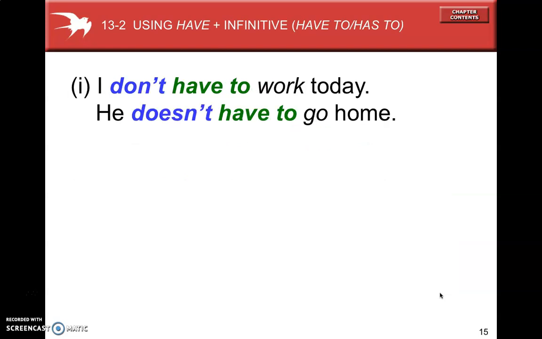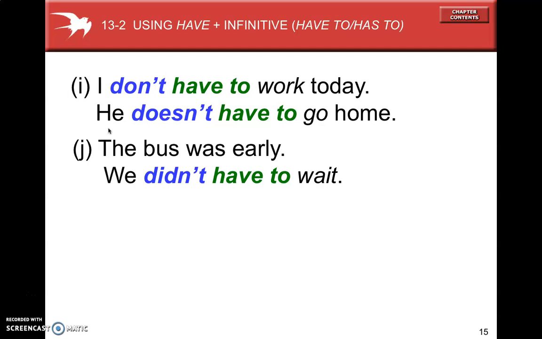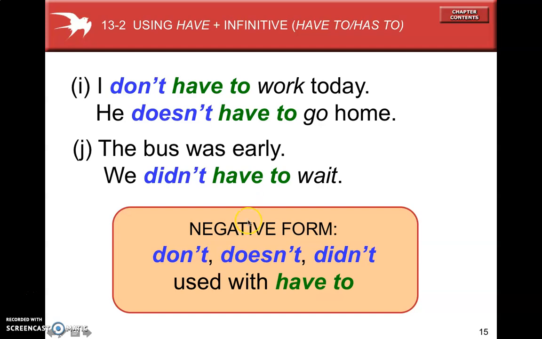For the negative, we use don't or doesn't with have to. I don't have to work today. He doesn't have to go home. The bus was early. We didn't have to wait. For the past, we use didn't with have to. So for negative, we use don't, doesn't, or didn't with have to.